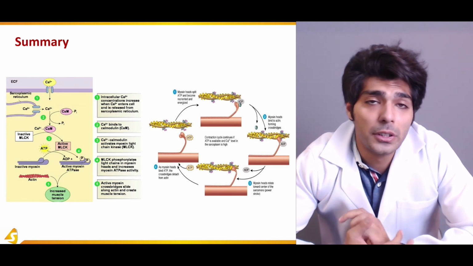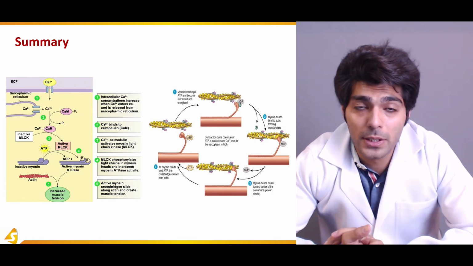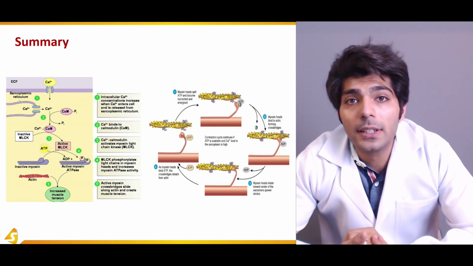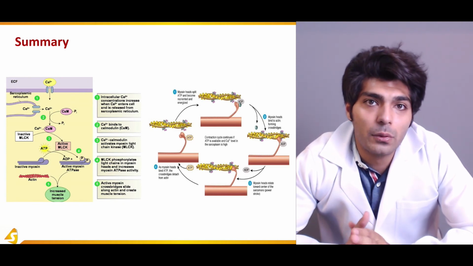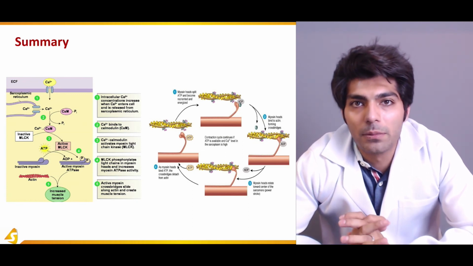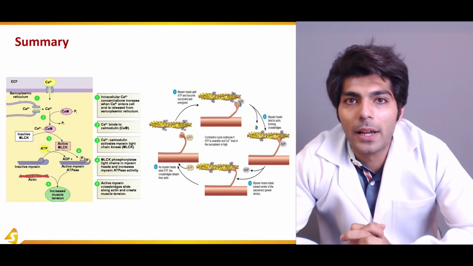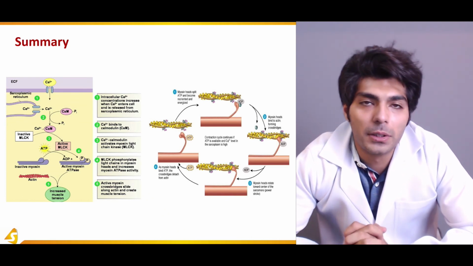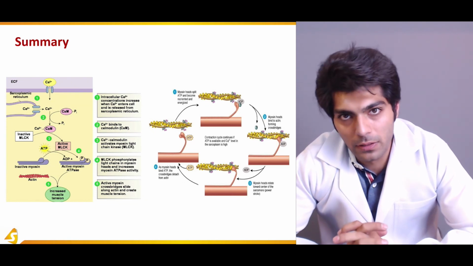Plus we also discussed the dense bodies that are dispersed throughout the smooth muscle cell. These dense bodies are connected with each other by intermediate filaments, which connect themselves with the sarcolemma and help in transmitting the force from one muscle fiber cell to another.